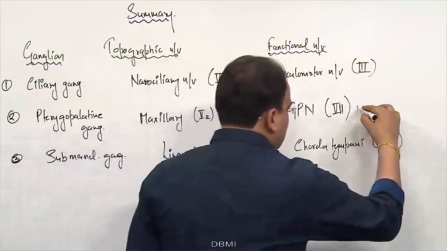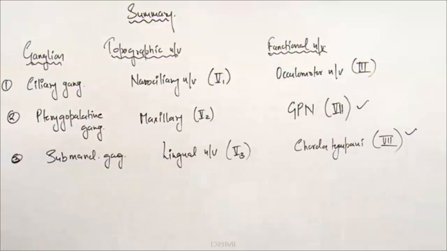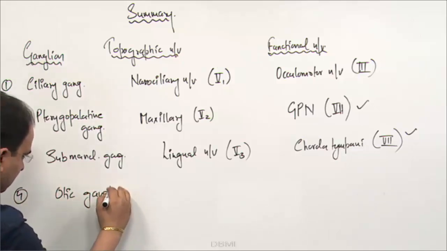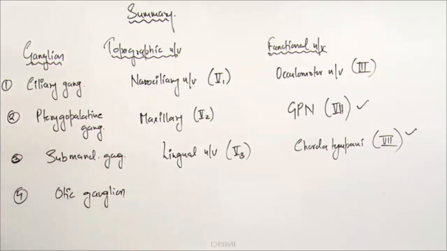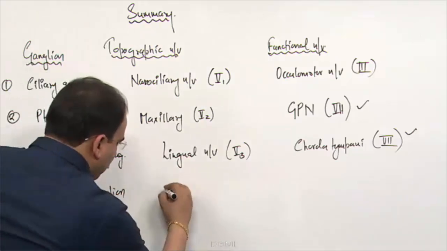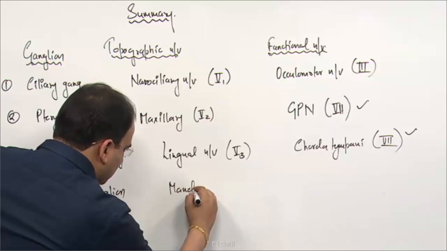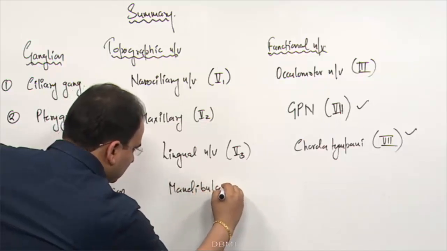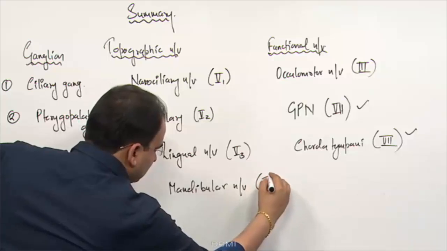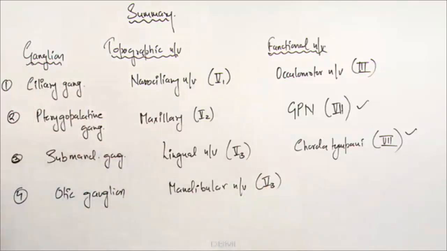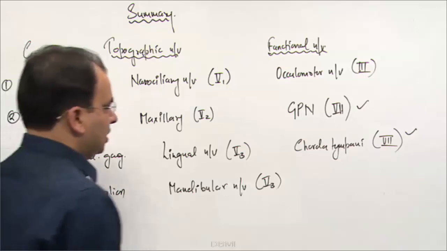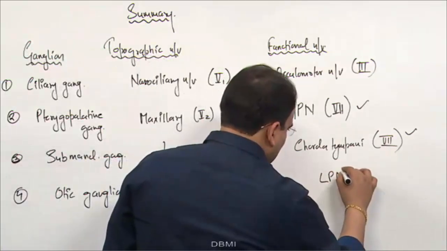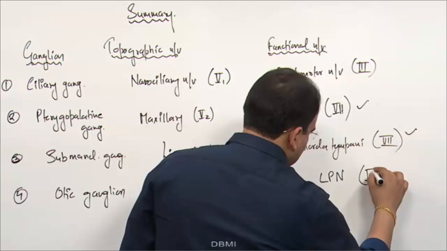So you can see the facial nerve is making functional connection to two ganglions. One is pterygopalatine and the other is submandibular. And lastly we have the otic ganglion. Topographically, the otic ganglion is related to the mandibular nerve, precisely to the trunk of the mandibular nerve. And functionally it is the lesser petrosal nerve, the branch of glossopharyngeal.